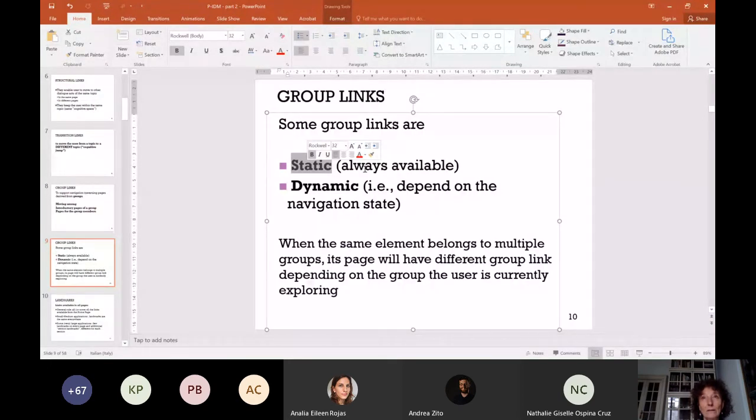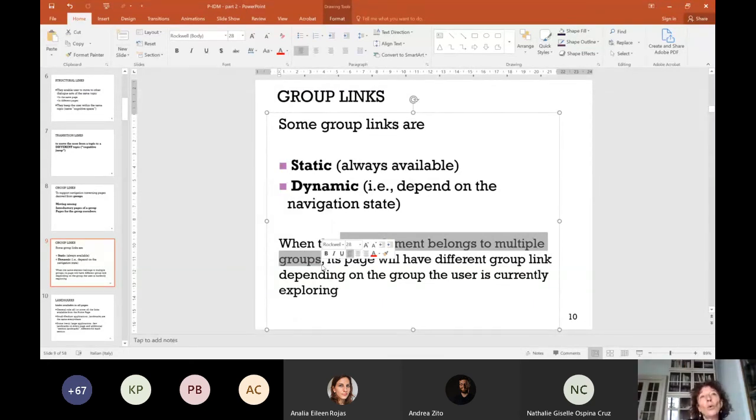So they are always available. For example, in a tree-like information architecture, there is only one way to reach any node, so all group links will be all the same. But in situations in which you don't have just a tree, you have a more complex graph, the same elements can belong to multiple groups. So for example, my course belongs to the group of courses for the master program in computer engineering and the group of courses in design.